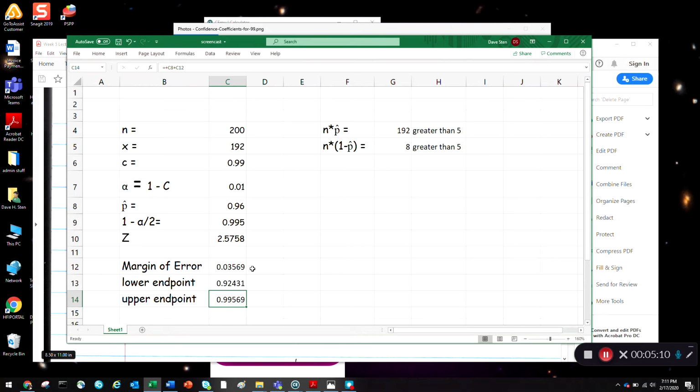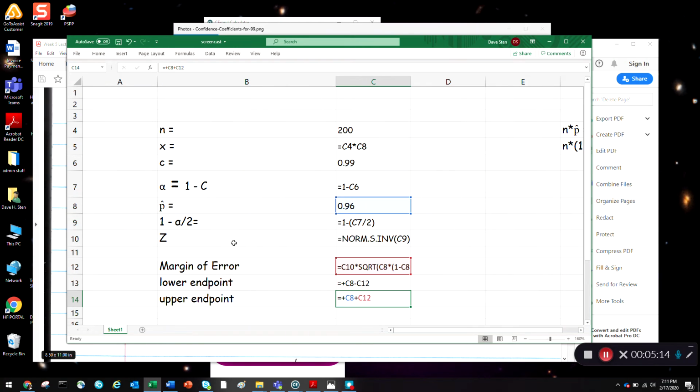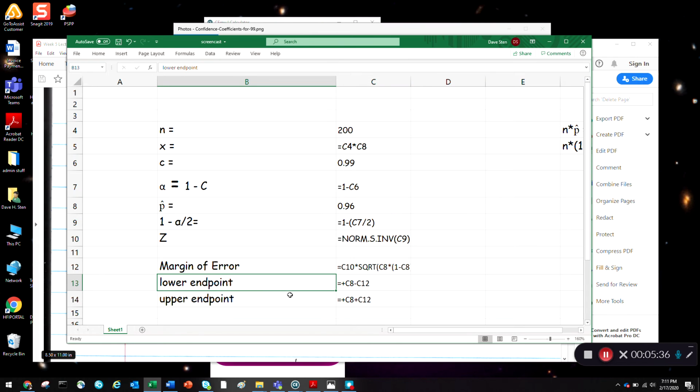I could expand it out to further decimal places. And if I do Control tilde, I can show you the formulas that are used. I'm using the NORM.S.INV function in order to figure out the z-score. Here's the equation for the margin of error, taking that z-score, doing the square root formula, and adding and subtracting that error to the sample proportion to get the upper and lower points.